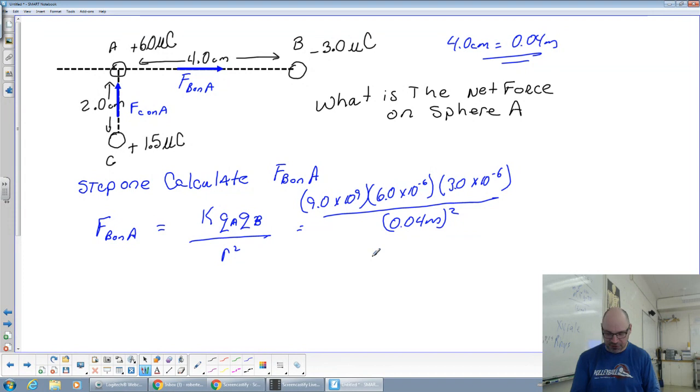So let's take our calculators out and crunch the numbers. 9, scientific notation, times 6, scientific notation -6, times 3, scientific notation -6. That's how it looks on my calculator. I get 81 over 500, or 0.162 newtons. B is going to pull it to the right. That's why we don't bother with the signs in there, we just use our diagram.